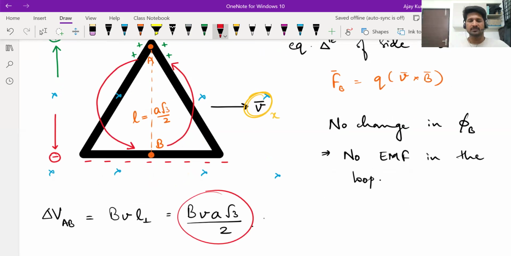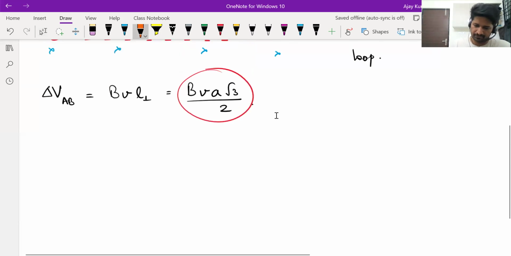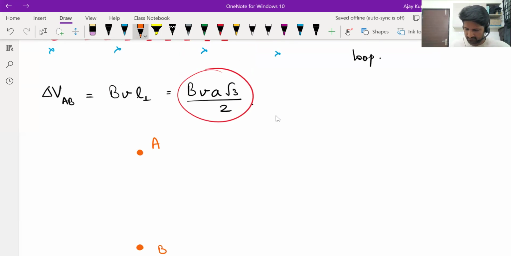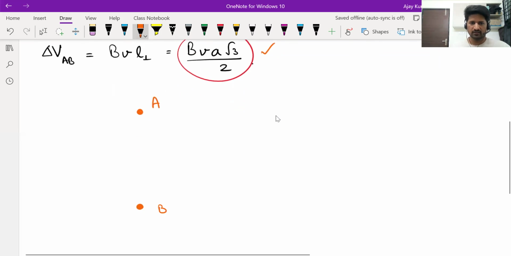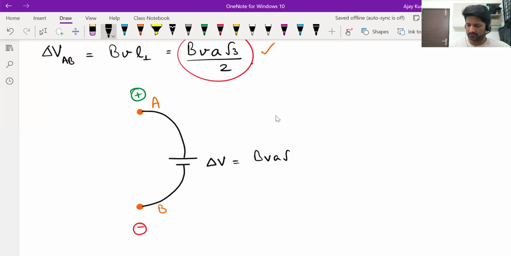Does that mean there's no potential difference between any 2 points? It is there. Okay. So effectively, this situation is like this. Let me explain. We got the potential difference between A and B, no? A is the topmost point, B is the bottommost point. Between them, the potential difference is this much. Let's call it delta V. Now, you know that A is positively charged. That end got positive charges and this side got negative charges. So effectively what happens is, as you go from B to A, the potential increases. So you can imagine something like a cell between A and B whose EMF is BV A root 3 by 2.